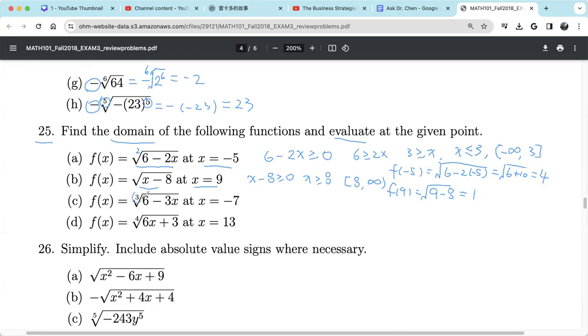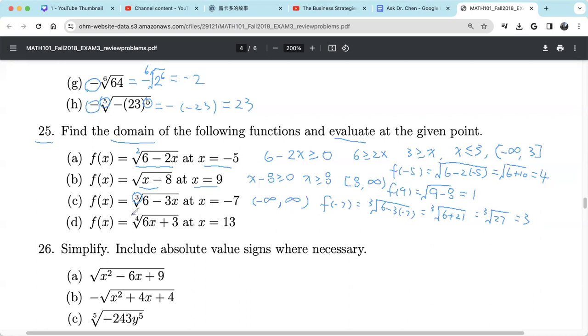So for C, the index is a cube, so the index is 3. So the domain is all real numbers. Okay, when the index is odd, the domain of the function is all real numbers. Then we evaluate at negative 7. The cubic root of 6 minus 3 times negative 7. So that's the cubic root of 6 plus, negative 3 times negative 7 is positive, plus 21, which is the cubic root of 27. And that's 3, right? Because 3 cubed is 27.